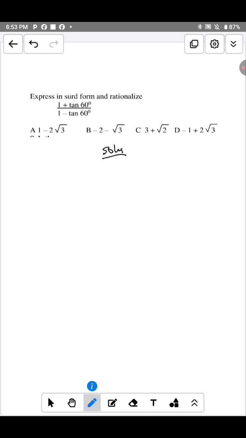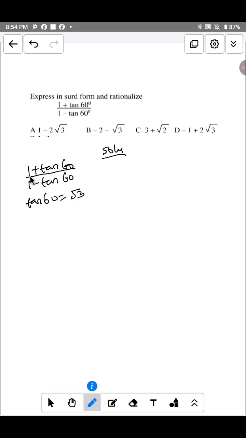The first thing to come to your mind here is to express it in standard form. We have 1 plus tan 60 divided by 1 minus tan 60. What is tan 60 in standard form? If you still remember, tan 60 in standard form is equal to root 3.